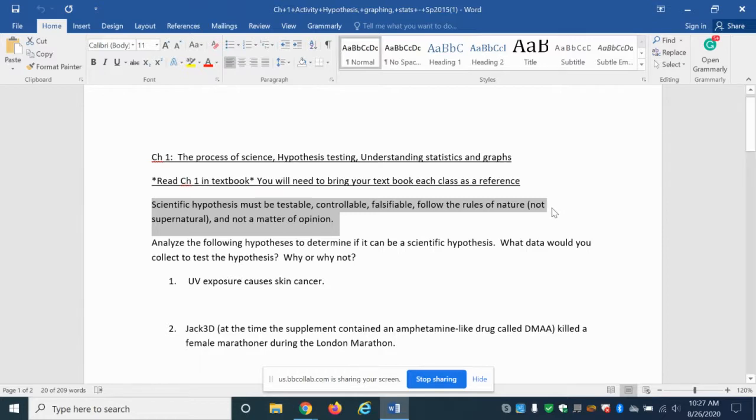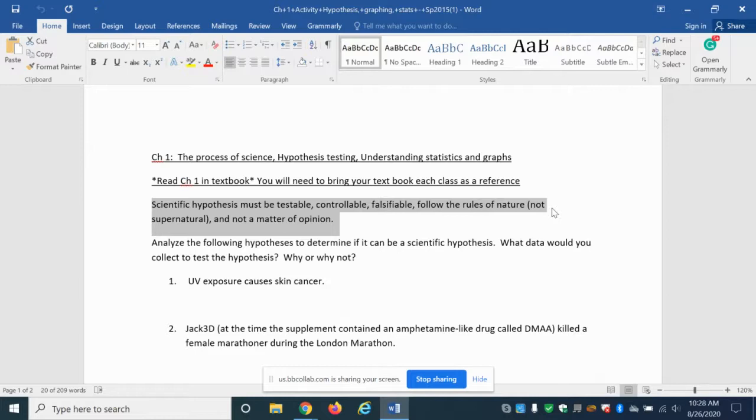So is it testable? Can we somehow find or construct an experiment to get data? Is it controllable? Meaning that there are not things outside of our control, like the weather, for example. So if we're testing the relationship of activity of something outside, weather is something that we cannot control for. That doesn't mean that we can't collect data on it and maybe make some correlations to further test it, but that particular statement cannot be considered a scientific hypothesis if it is not entirely controllable.